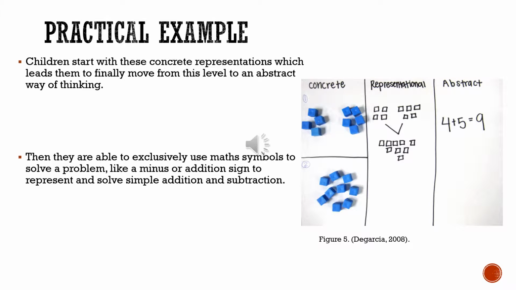Piaget's theory is still present in today's learning and can be incorporated into the classroom in many ways. The approach for grade 1 is to be able to create meaningful concrete levels of understanding and thinking. Children start with this concrete representation, which leads them to finally move from this level to an abstract way of thinking. Then they are able to exclusively use math symbols to solve a problem like a minus or an addition sign.